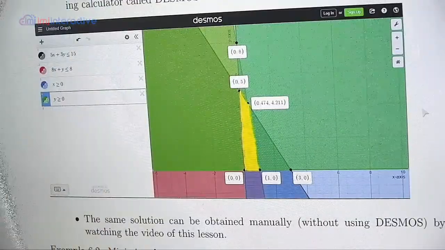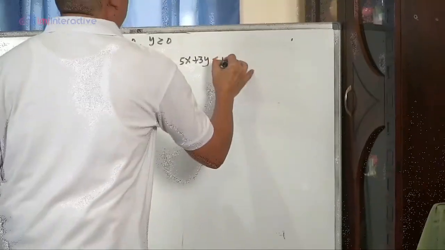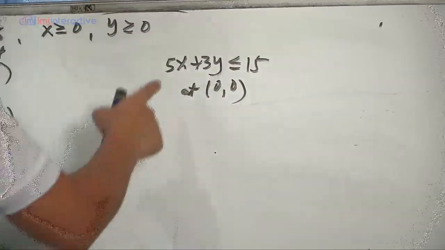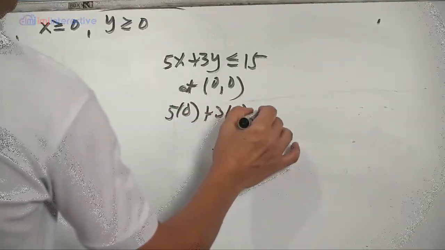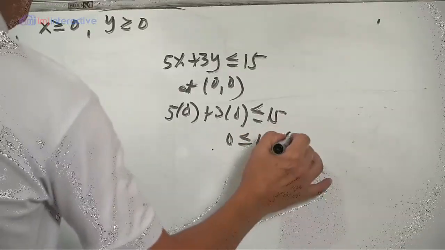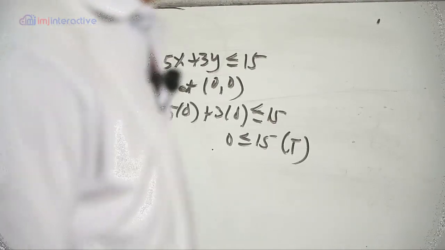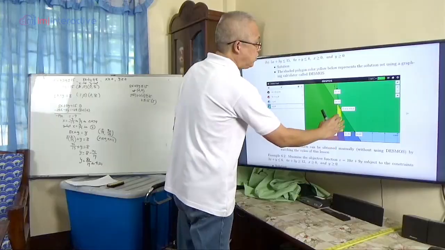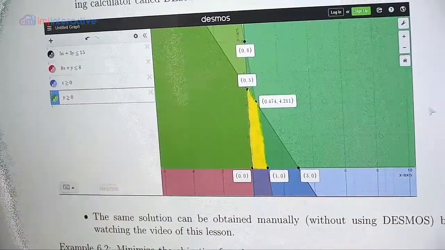Okay, 5x plus 3y less than or equal to 15 at 0, 0. So 5 times 0 plus 3 times 0 less than or equal to 15. 0 is less than 15. This is true. So the shade here is your 0, 0. So you will shade on this side.